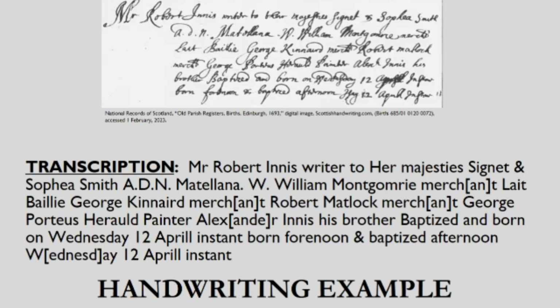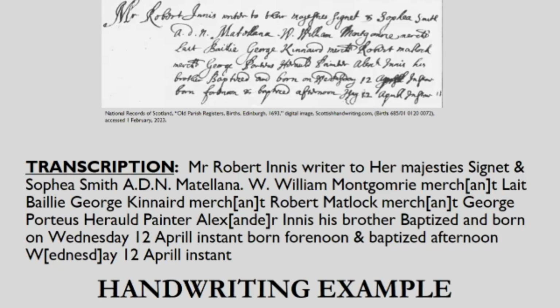We have a Kennard, who was also a merchant. We have a Matlock, who was a merchant. We have a Harold, who was a painter. And we have Robert's brother, Alexander. So now we have another piece of the puzzle. Not only do we know the father's name, the mother's name, and the child's name, but we also know the uncle's name. So if we run into a problem finding Robert in future records, we can try tracking down Alexander and seeing what's going on there.